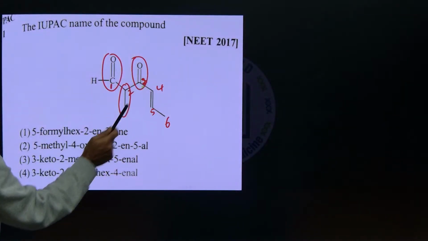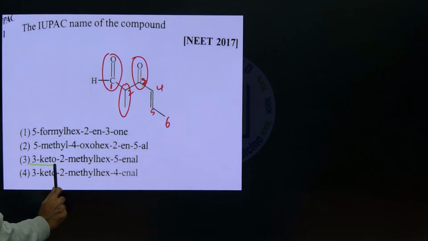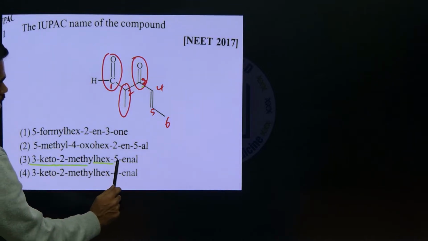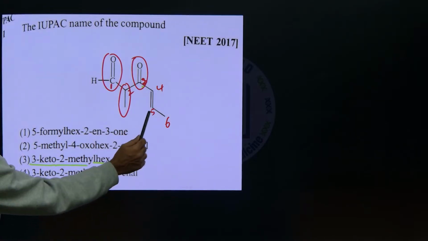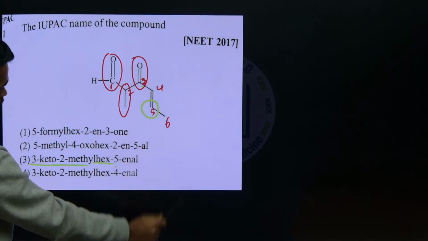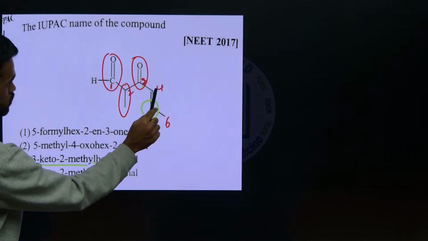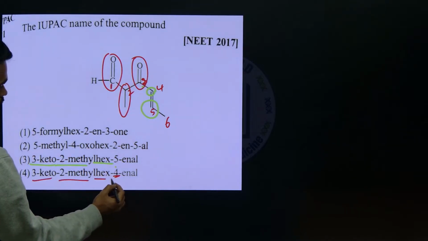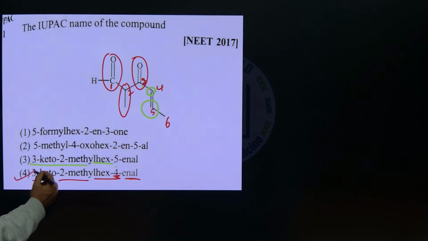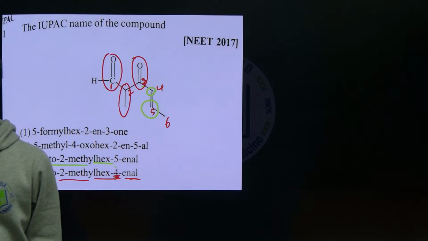What is the number 3? So 3 keto, 2 methyl, hex 5 ene, or 5 ene. Yes, 4 ene it is actually. Hex 4 ene. See, the fourth position has the double bonded carbon first. So 4 ene. See, 3 keto, 2 methyl, hex 4 ene. So the fourth option will be your answer for the question. Okay, right. Once again, let's move forward.